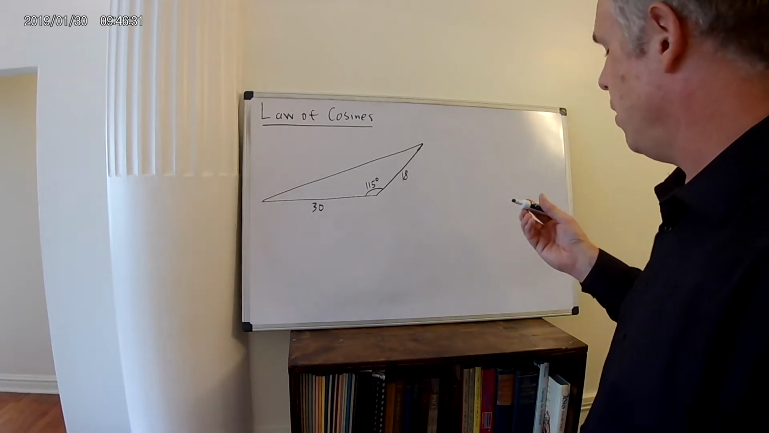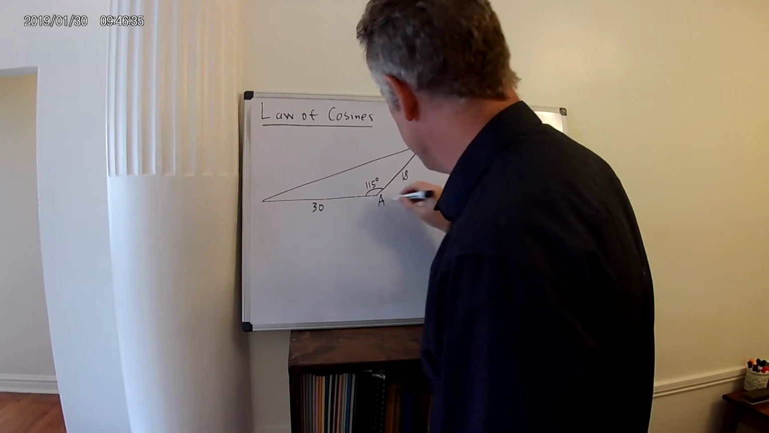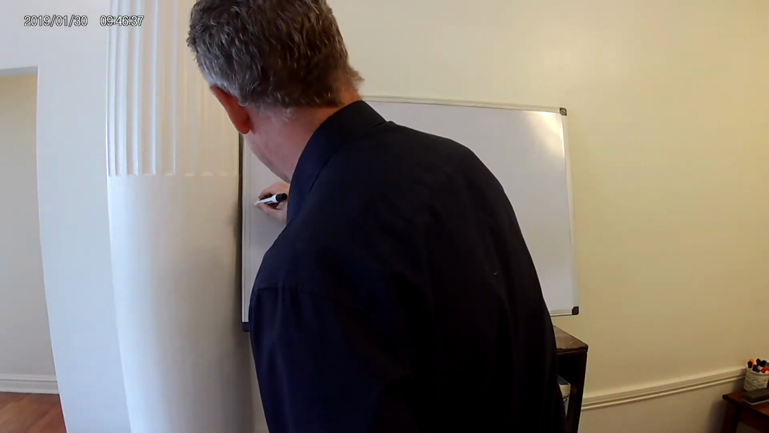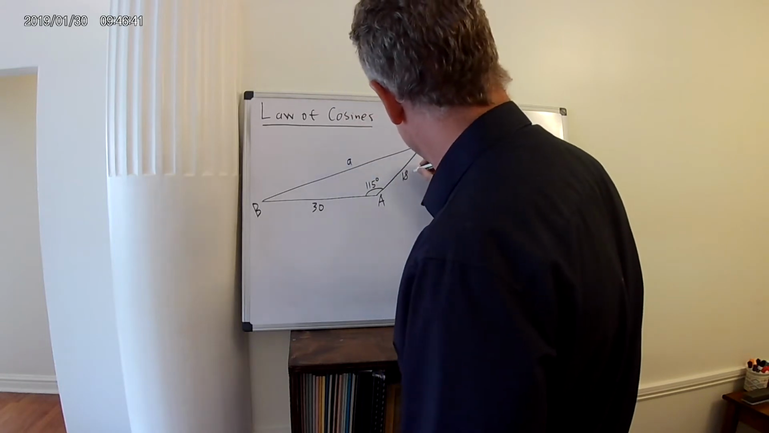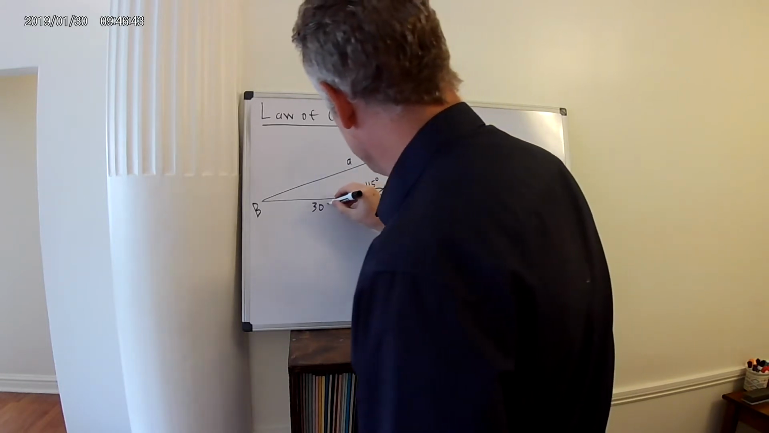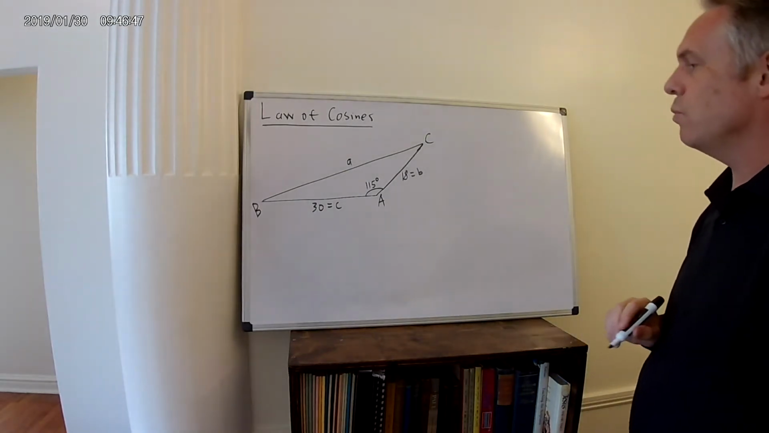And the first step here is to label our sides and angles. So I'll label this angle A. This is angle B. This is angle C. So this is side A. This is side B, and this is side C. And we can try to use the law of sines to solve this triangle.